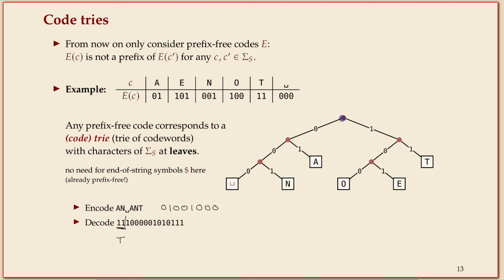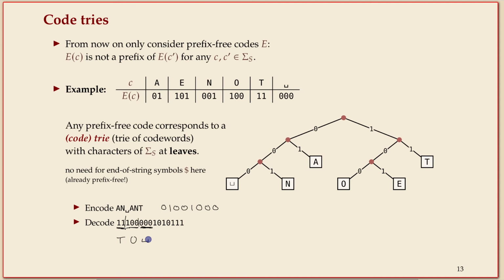This time I see 1 and then 0 and then 0. So it has to be an O. 1, 0, 0, that's the next cut. And there's the O. One more. We start at the root, 0, 0, 0. So the next is a space.